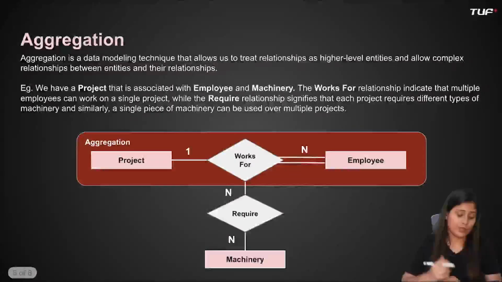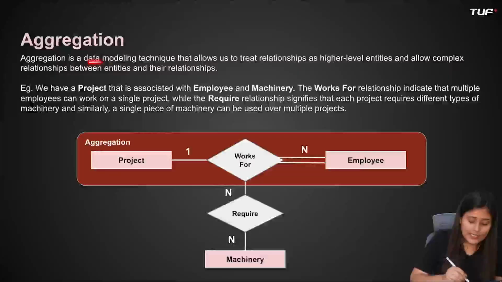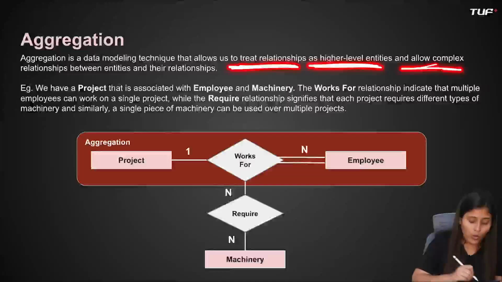Next is aggregation. Aggregation is a data modeling technique and it allows us to treat relationships as higher level entities and allow complex relationships.